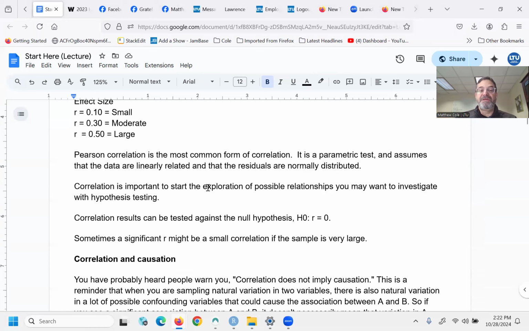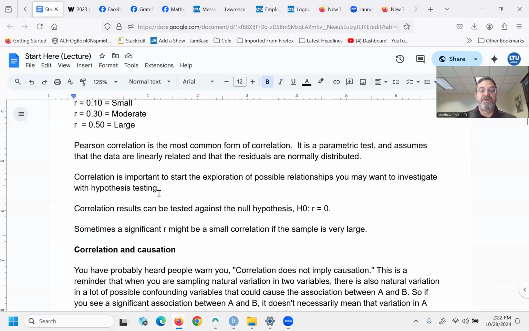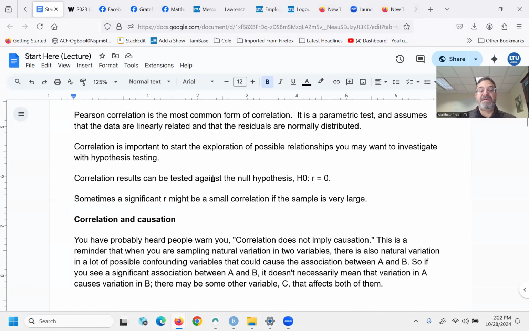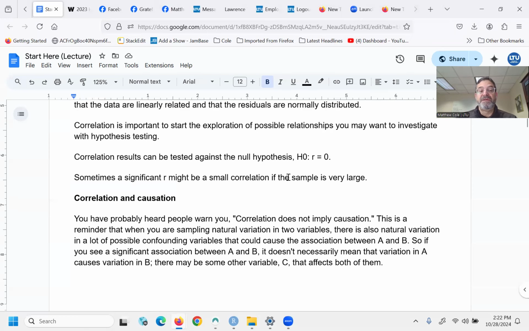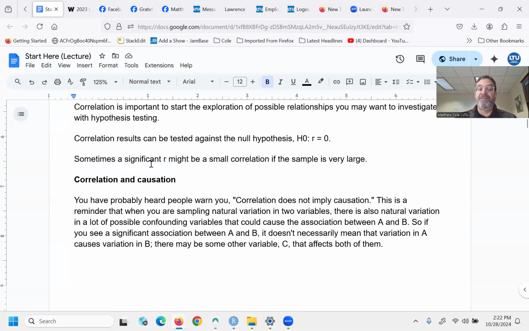Correlation is important to start the exploration of possible relationships you may want to investigate with hypothesis testing. Correlation results can be tested against the null hypothesis, and the null hypothesis in this case would be that R is 0, that there is no correlation. Sometimes a significant R might be a small correlation if the sample is very large.